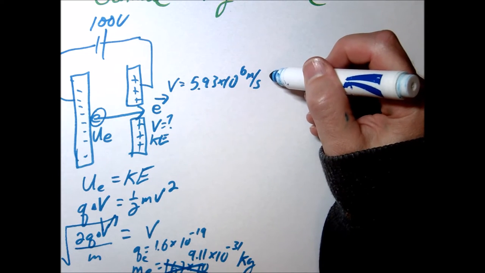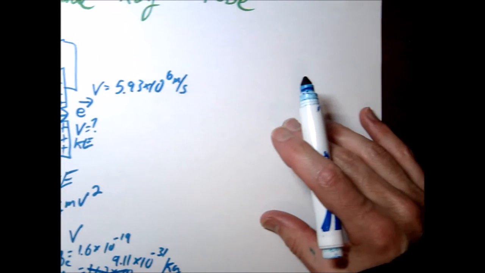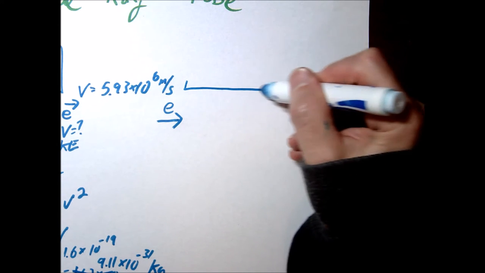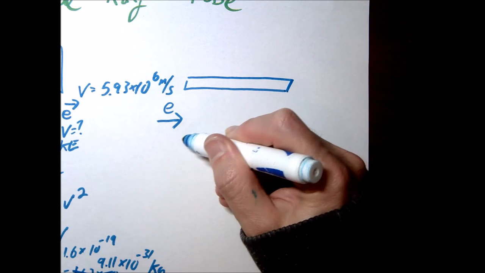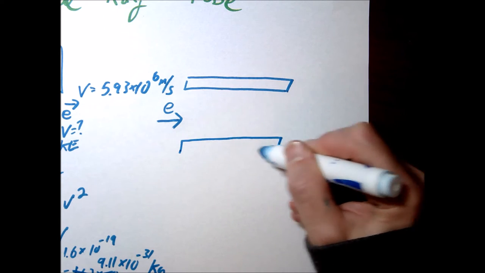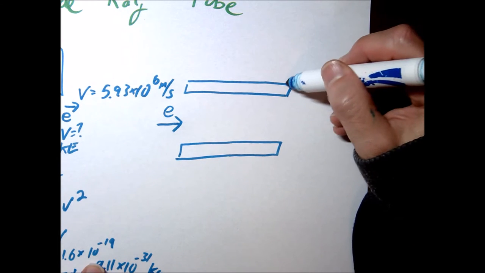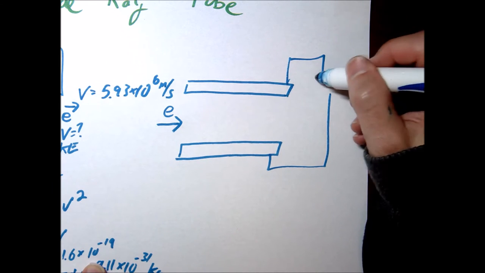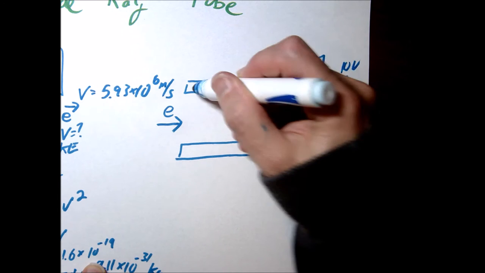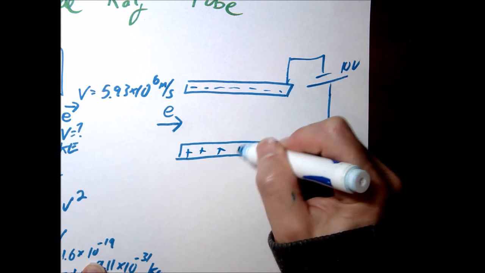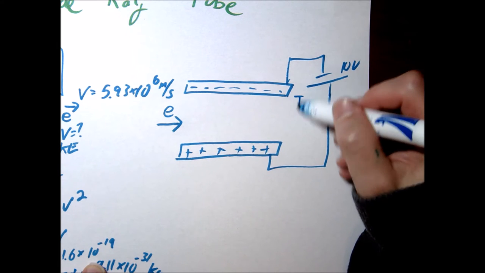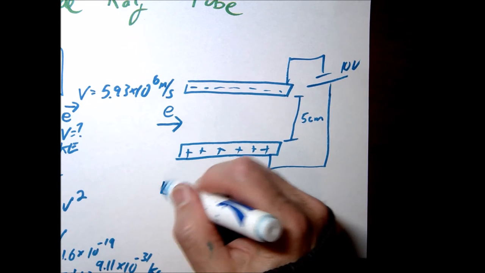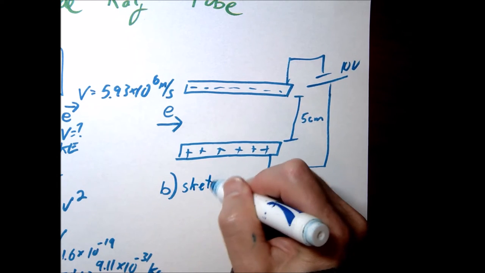All right, let's imagine we take some more parallel plates. We're going to let this keep moving. So this electron has a velocity this way, right? We're going to take some other parallel plates and arrange them this way this time. We're going to go ahead and charge these up as well. Let's just use 10 volts this time. So this can take on negative charge, this can take on a positive charge right here. Let's space these out, say 5 centimeters. So the first thing I would like you to do is to see if you can sketch the path of the electron.